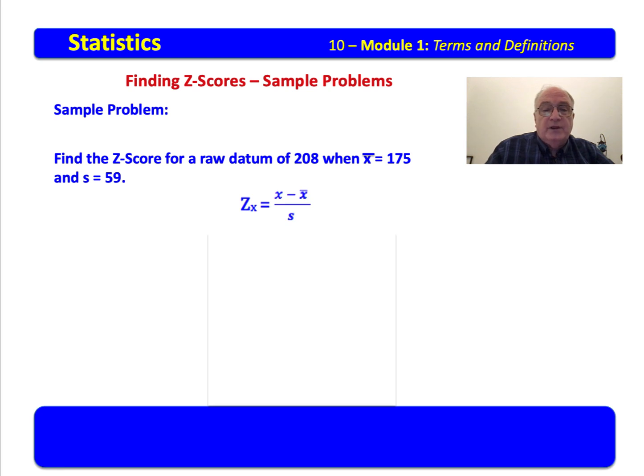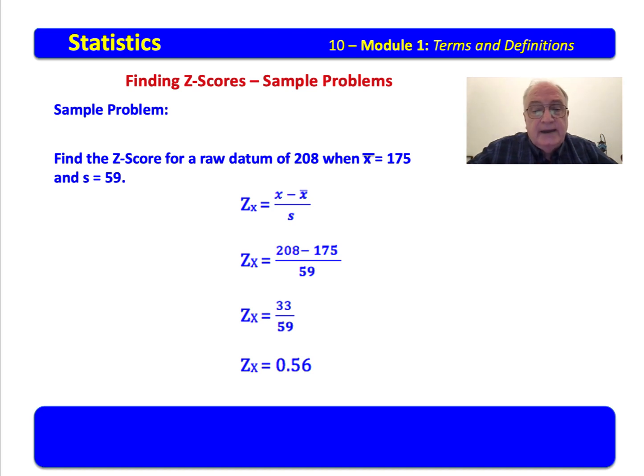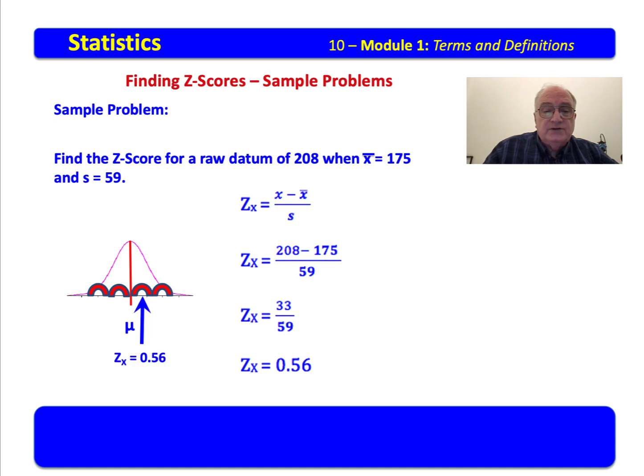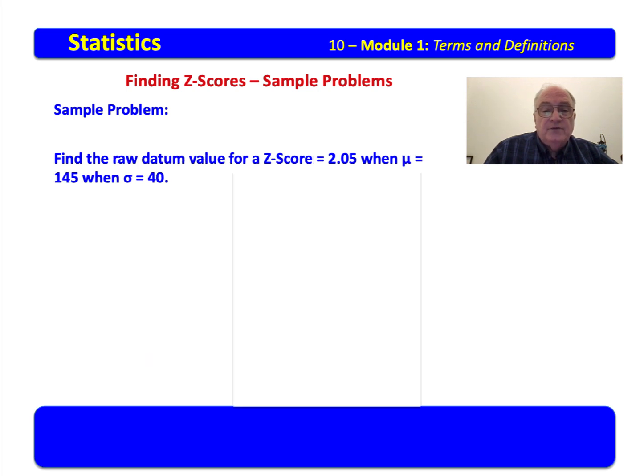We select our formula. We plug in our values. 208 is x. X bar is 175. S is 59. Now, in the way that you solve this formula, you have to do what's on top first. X minus x bar. 208 minus 175 gives us 33. 33 divided by 59 is 0.56. So we know that this datum is 0.56 standard deviations above the mean.